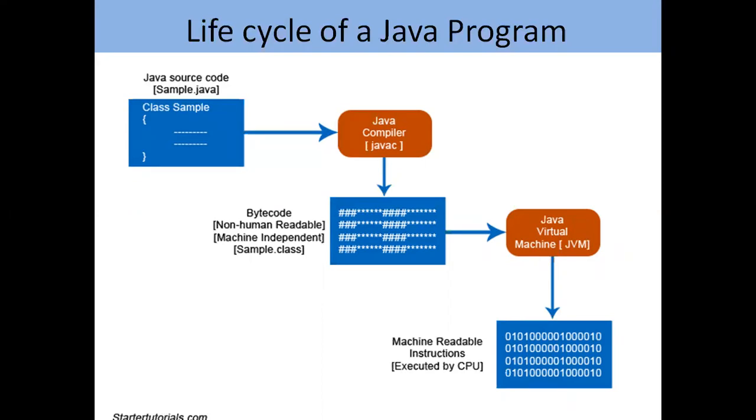In order to execute this, the Java Virtual Machine works internally with the help of a command called java space class name. Here in this example, the class name is sample, so we should give the command as java space sample. So this is about the life cycle of a Java program.